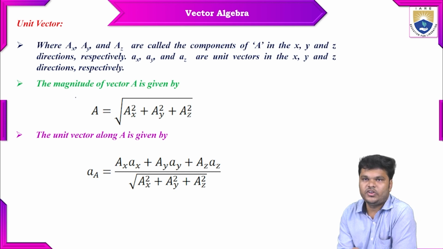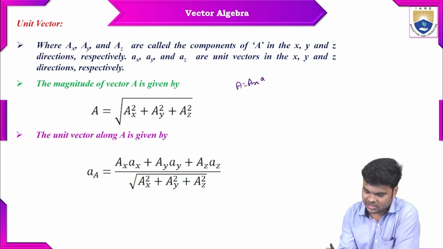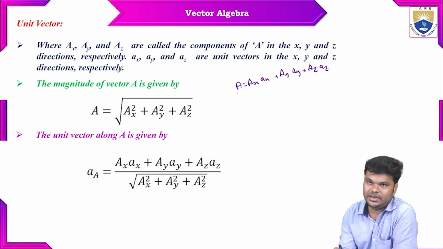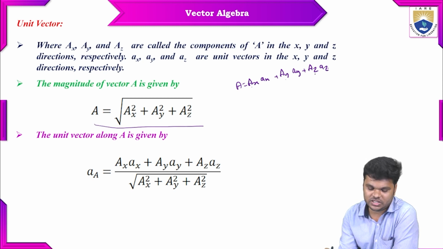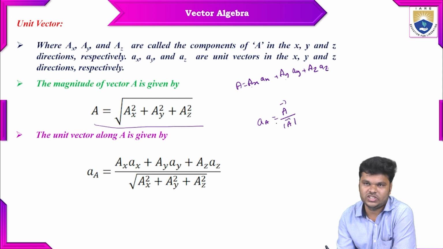So how do we calculate the magnitude of the vector? If I have a vector like Ax plus Ay plus Az, then its magnitude can be easily calculated from this expression: root of Ax square plus Ay square plus Az square. How can I calculate the unit vector along the vector A? It's nothing but the vector divided by its magnitude that gives us the unit vector along the direction of A.